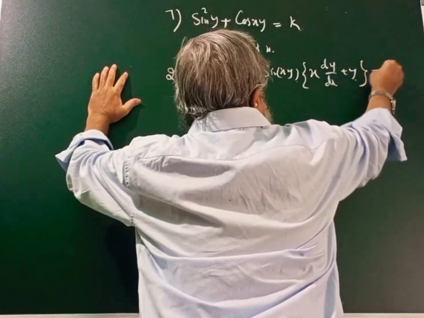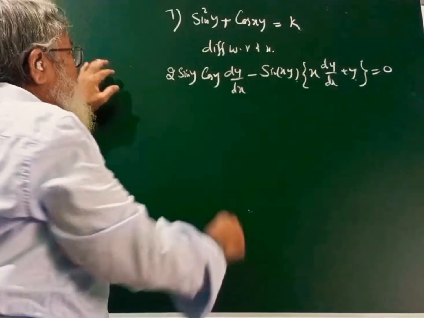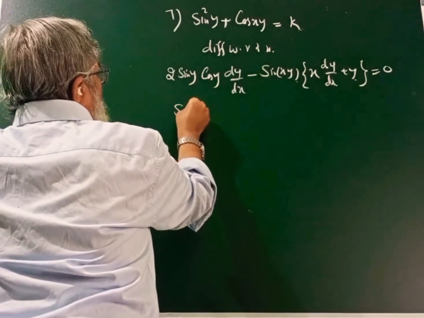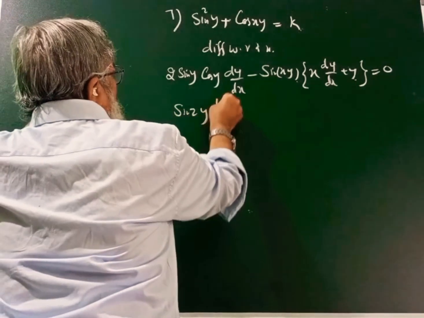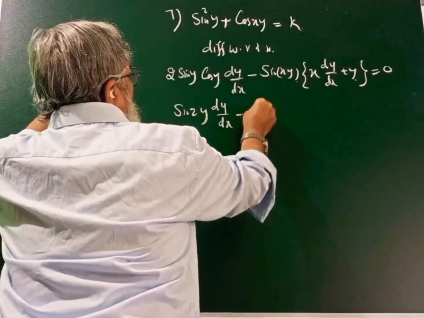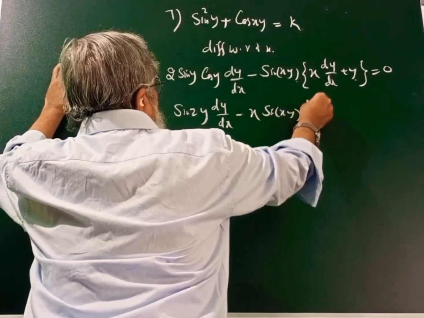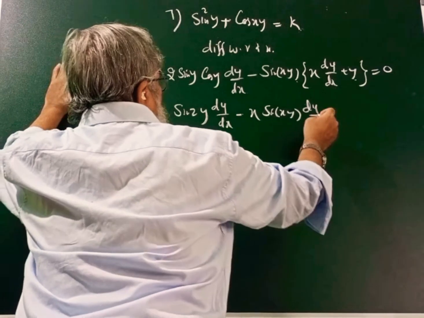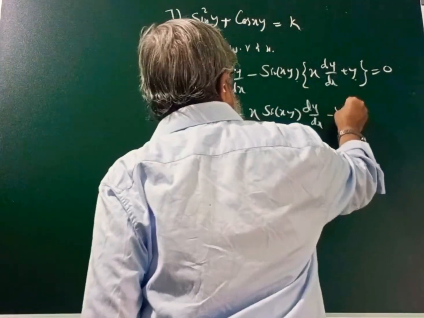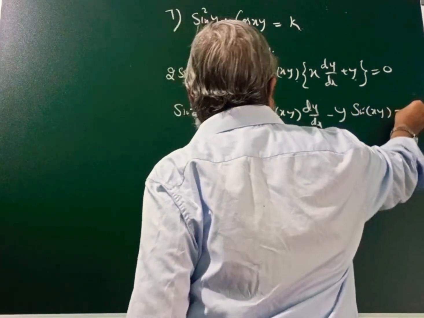The differentiation of a constant is 0 here. Now we open the bracket. 2 sin y cos y can be written as sin 2y using trigonometric formulas. You open the bracket here: minus x into sin of xy into dy by dx, minus y into sin of xy, is equal to 0.